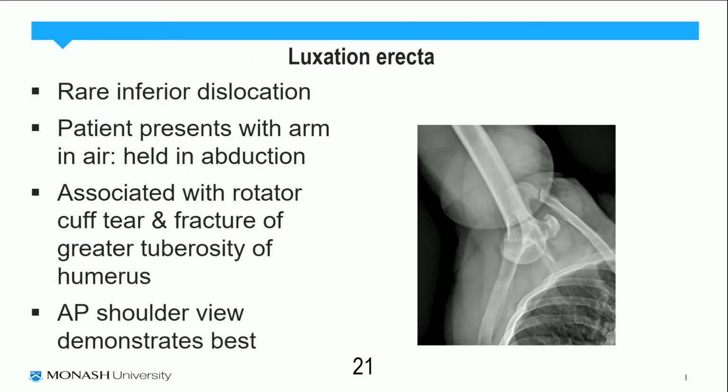A rare type of dislocation is luxatio erecta, and this is where the humerus is inferiorly dislocated. Normally when the patient presents, you should be able to identify this because of the way that the patient holds their arm in the air. It's associated with rotator cuff tear as well as fractures of the greater tuberosity of the humerus. And the AP view is the best to demonstrate this condition.